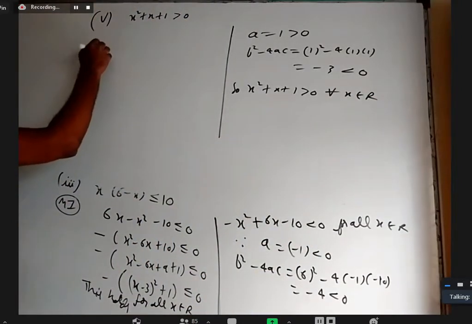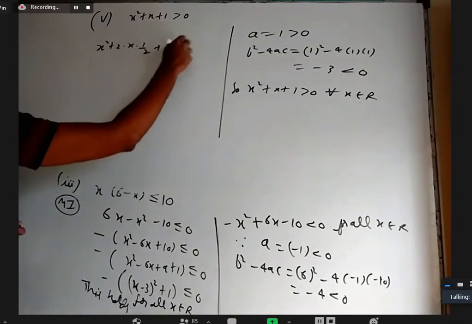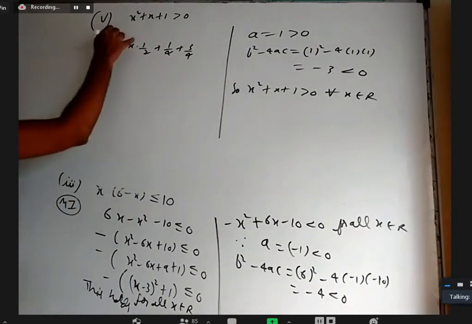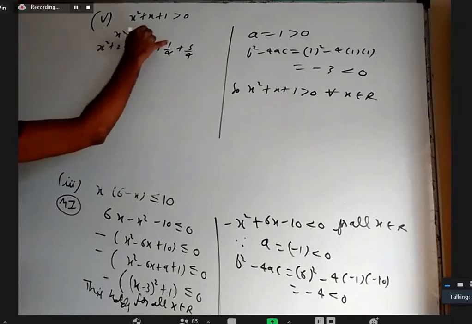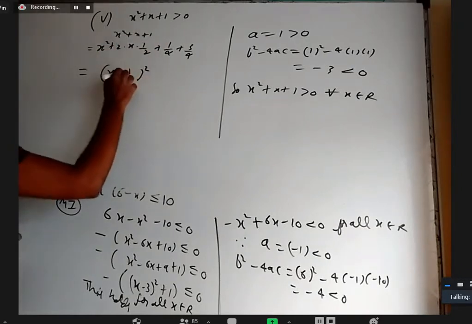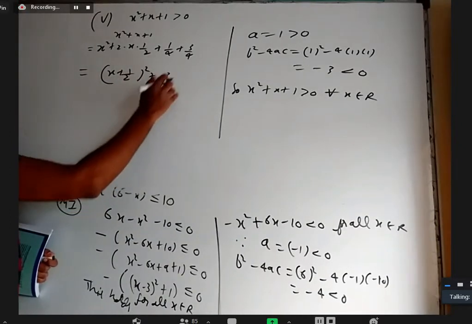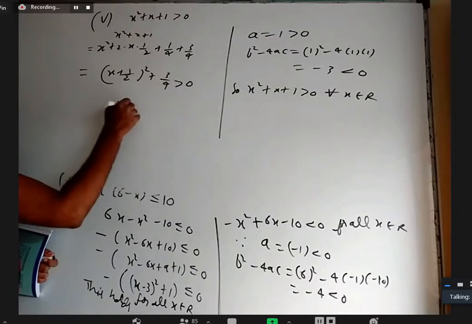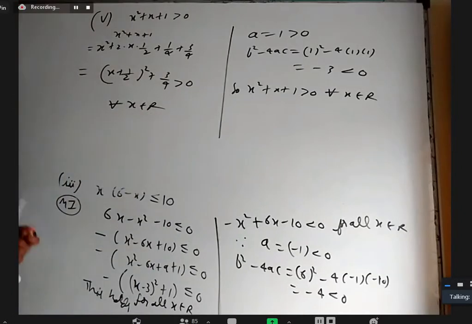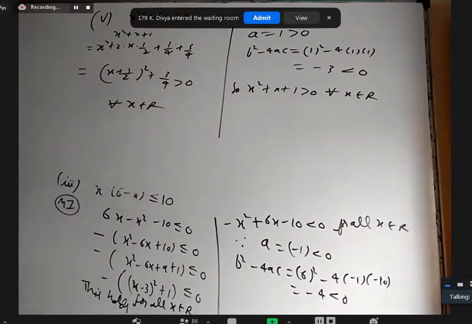Otherwise, you can write x square plus 2 into x into 1 by 2, plus 1 by 4 plus 3 by 4, that is x square plus x plus 1. That is x plus 1 by 2 whole square plus 3 by 4. Something square is greater than or equal to 0, plus a positive number, which is greater than 0, for all x belongs to R. By making a perfect square, you can tell, or by the theory also you can tell.